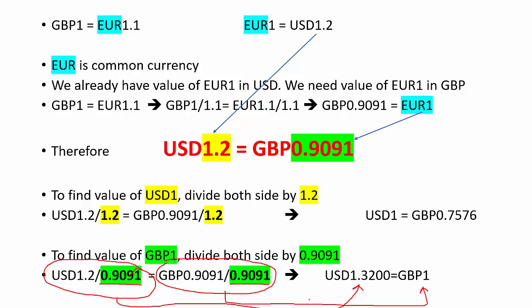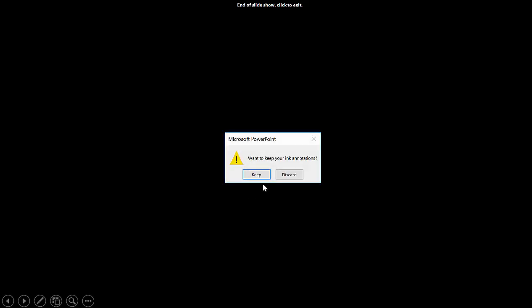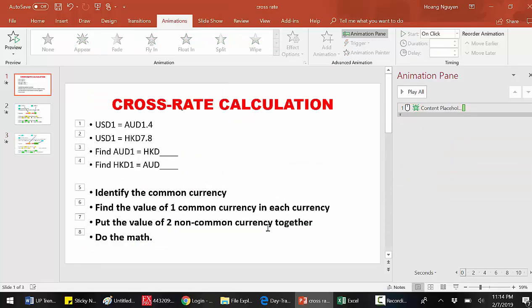I hope that through these examples, you understand how to do the cross rate calculation. Stick to the rule and it will be simple.